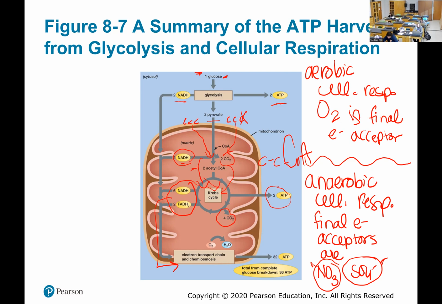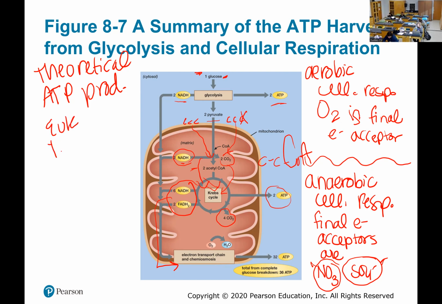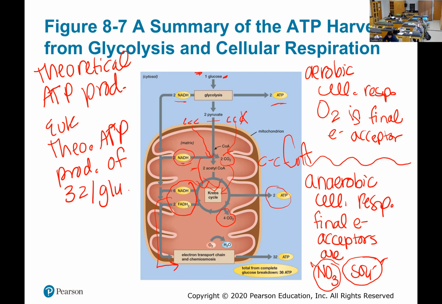Okay, now, again, this is kind of geeking out a little bit, but we talk about what's called theoretical ATP production. And so technically, they would say a eukaryotic cell has a theoretical ATP production of 32 per glucose. Okay. I'm sorry, 36.